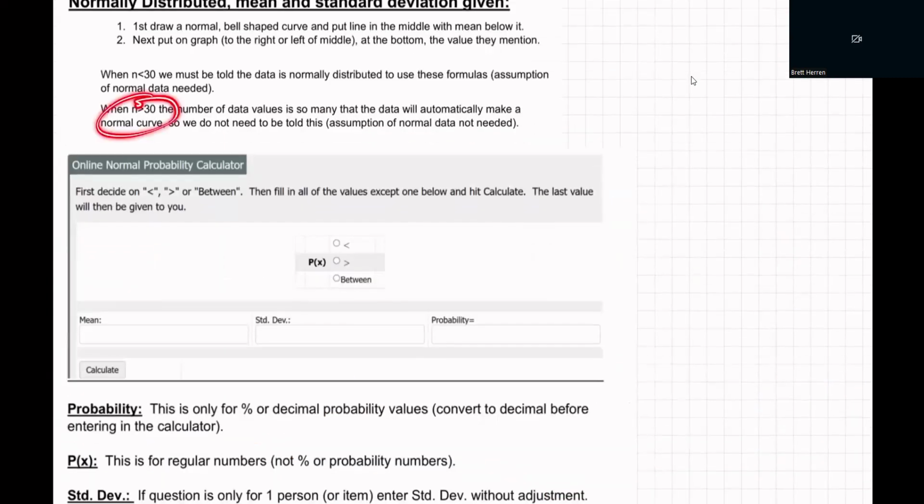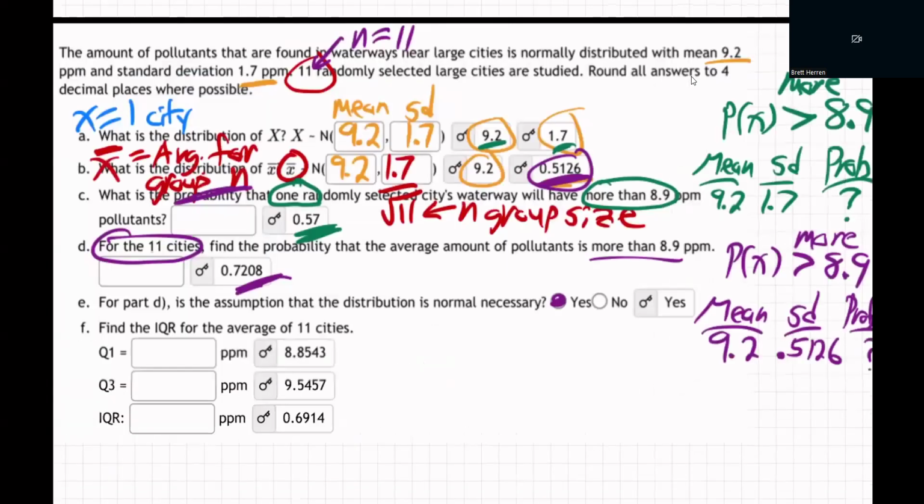If you have more than 30, it automatically makes a bell curve, even if it just does it automatically. And so you don't need to be told the data was normally distributed. So that's all we're looking for there.